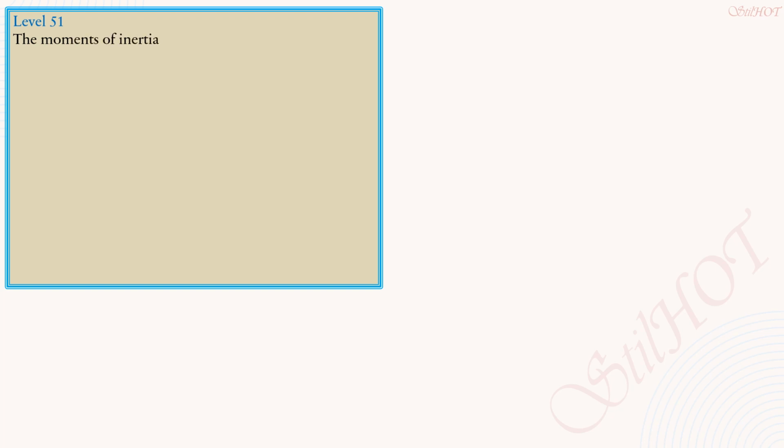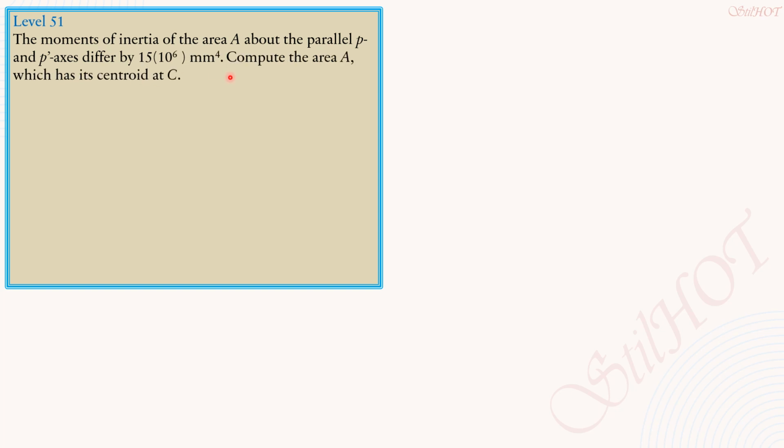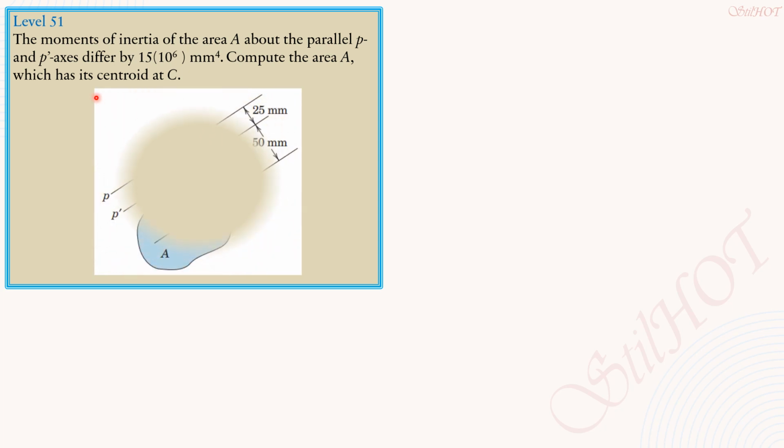Problem 51. The moments of inertia of the area A about the parallel P and P' axes differ by 15 times 10 to the 6 mm⁴. Compute the area A which has its centroid at C. Since axis P, parallel to the axis through the centroid, is farther than axis P', therefore the moment of inertia with respect to axis P is greater than the moment of inertia of the area with respect to axis P'.